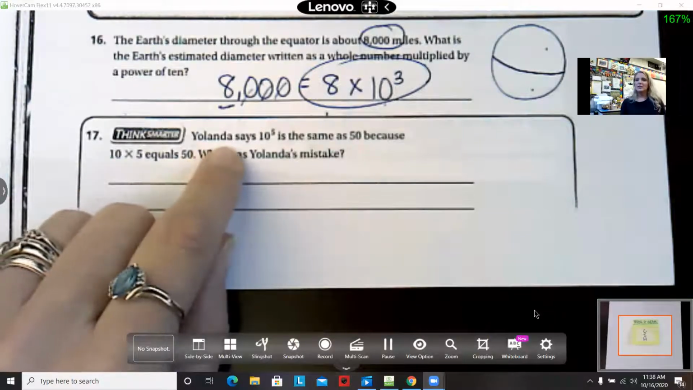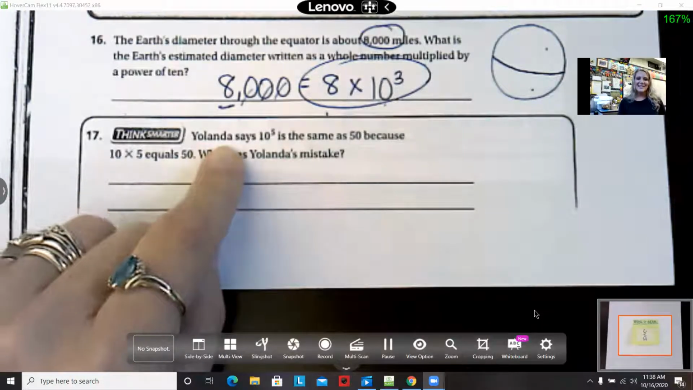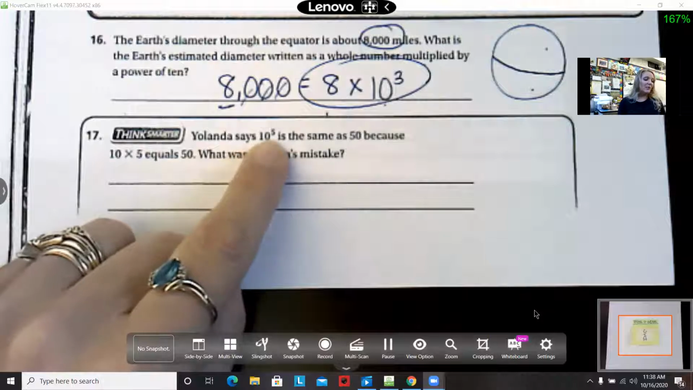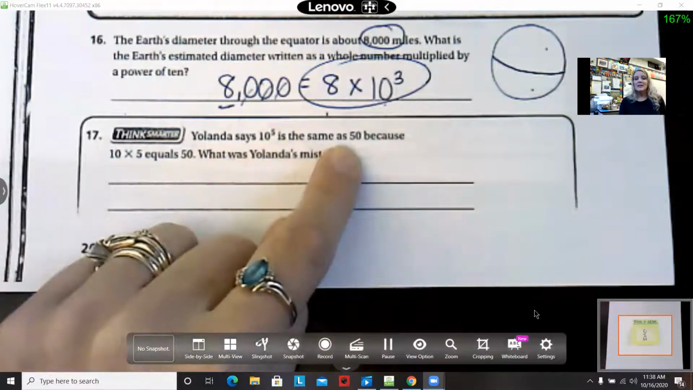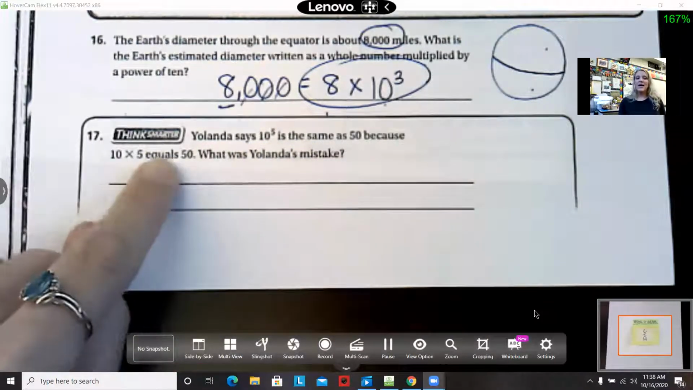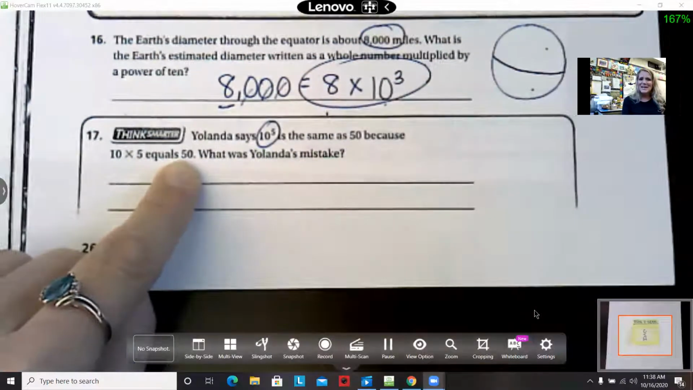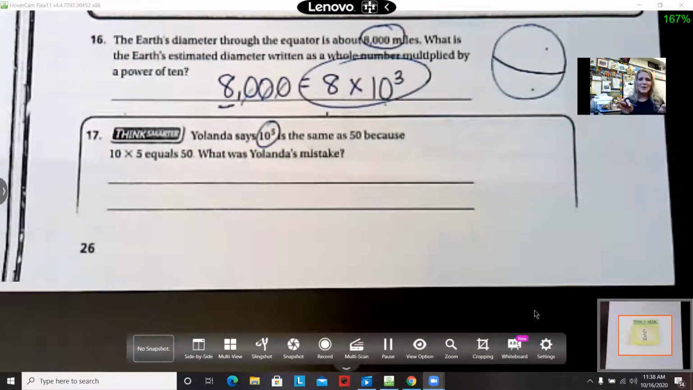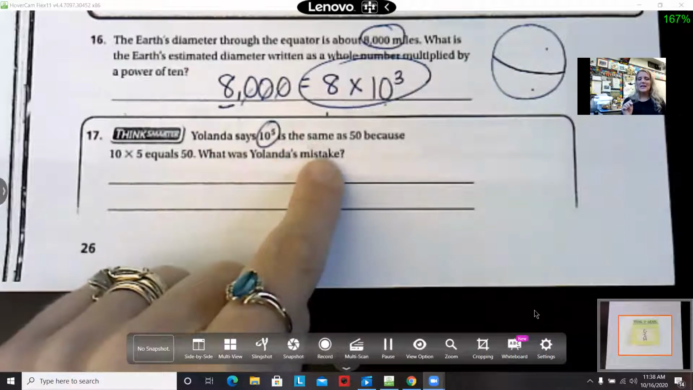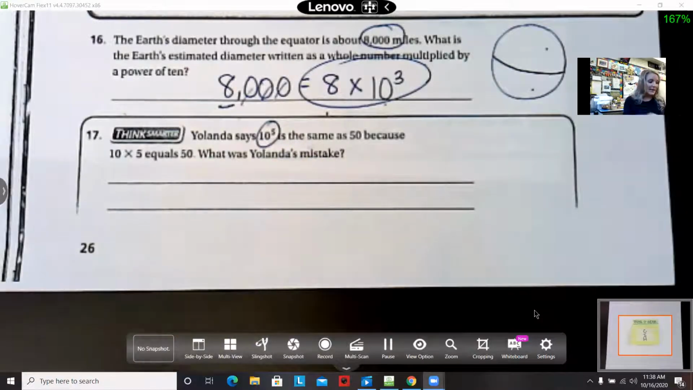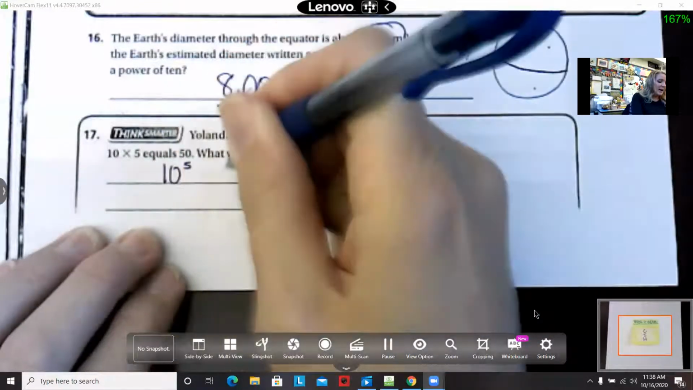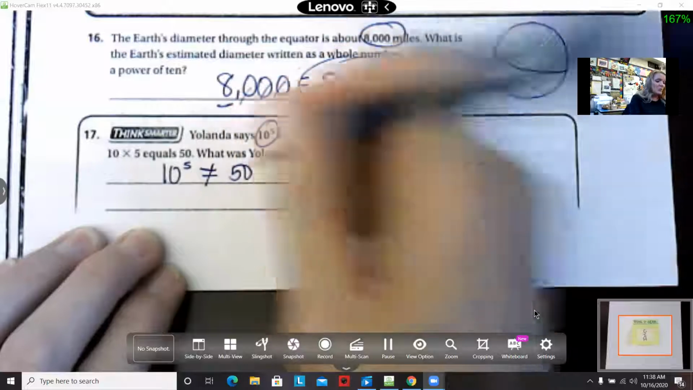Okay, down here, Yolanda must have not been in my math class, because she says that 10 to the 5th power is the same as 50, because 10 times 5 equals 50. Is that how we say 10 to the 5th power, 10 times 5? No way, Jose. What was Yolanda's mistake? Let's just tell her what it really is. 10 to the 5th power does not equal 50.